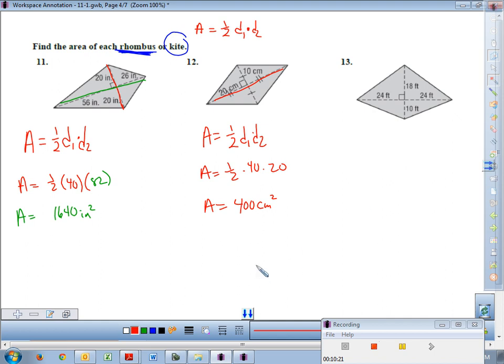Why don't you try 13 on your own? Use the formula area equals 1/2 diagonal 1 times diagonal 2. Make sure you're not adding the diagonals together, you're multiplying them. And this is a kite right here. 48's one diagonal and 28's the other, and you should get 672 square feet when you're all done with that one.